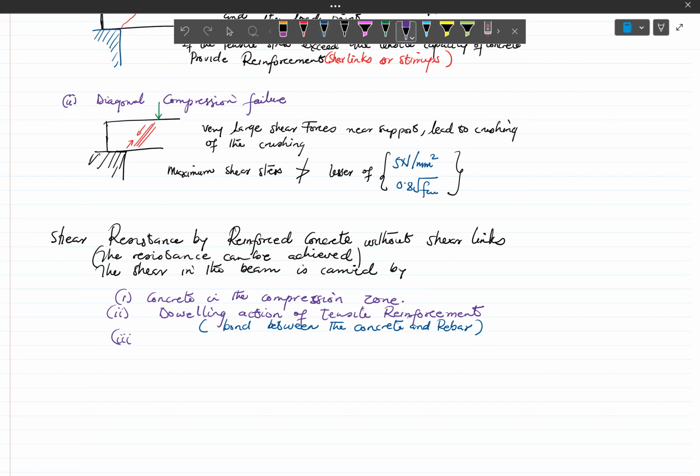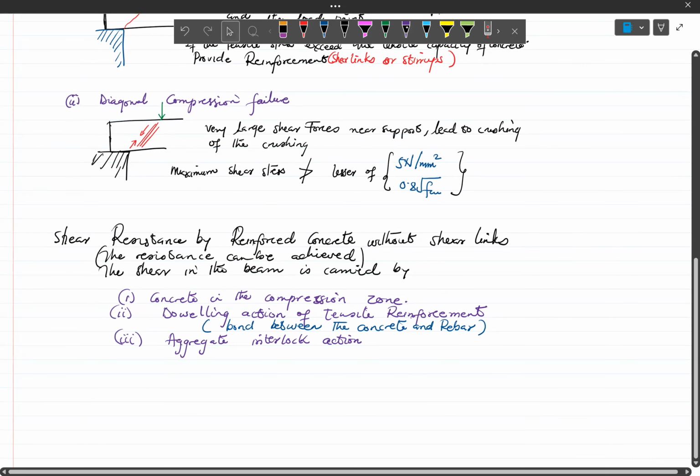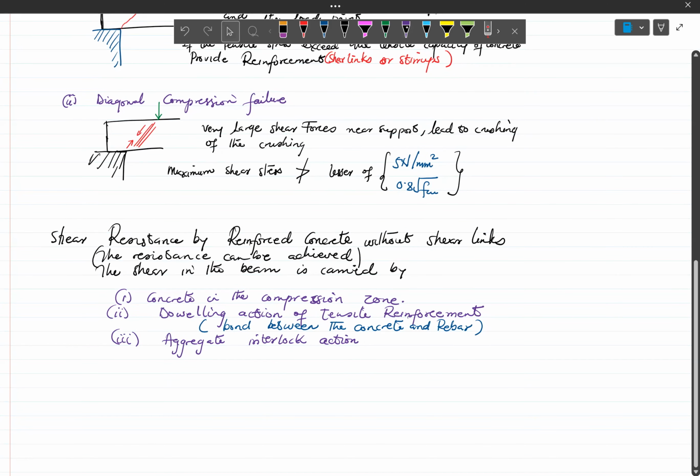The third one has to do with the aggregate interlock action. Okay. So this has to do with the stones and then the sand, how they are interlocked together. That also provides some resistance against the, what's that name? The shear.